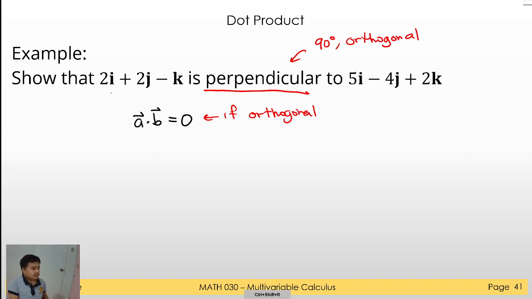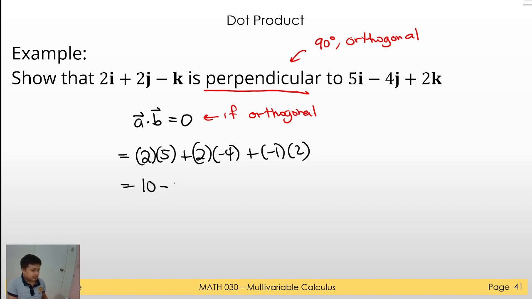Now, let's find the dot product of these two. This will be equal to 2 times 5, and then plus 2 times negative 4, and then plus negative 1 times 2. So this will be 10, this will be negative 8, and then this will be negative 2. So this will be 10 minus 8 minus 2, so basically 0. If this is 0, therefore, again, it is orthogonal or perpendicular. It is that simple, no?